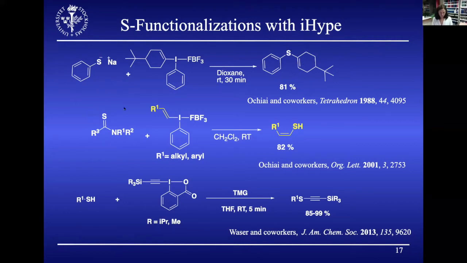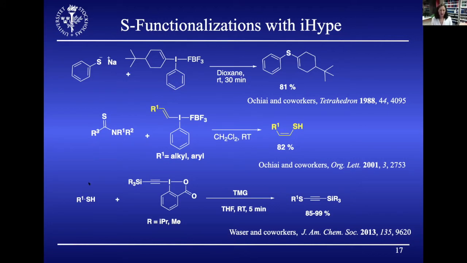Also, he showed with the more complex nucleophiles that he could get S-vinylation, but you see here that he starts with an E-vinyl iodonium salt and he gets the Z product out of it. So that was also quite interesting.